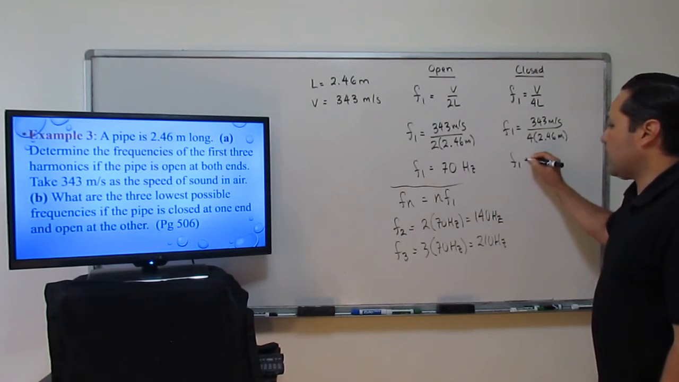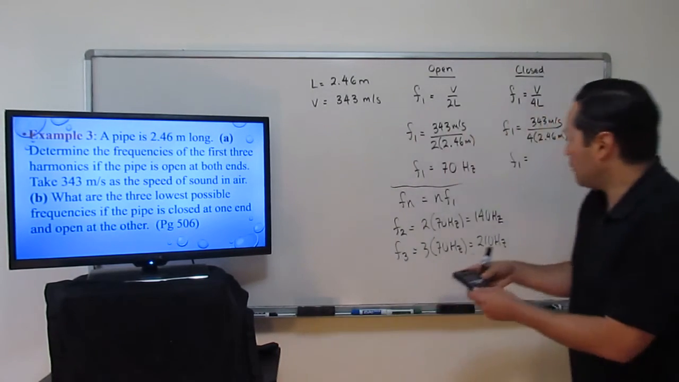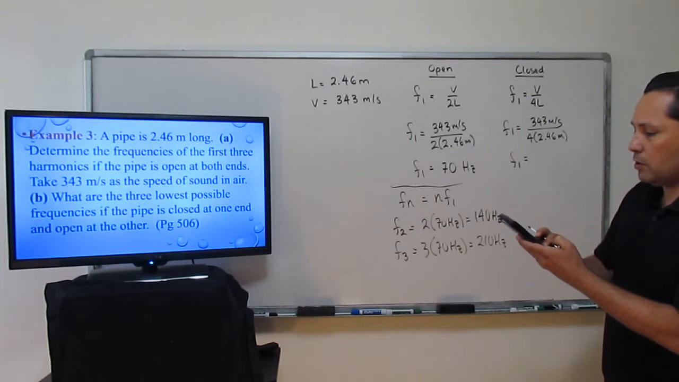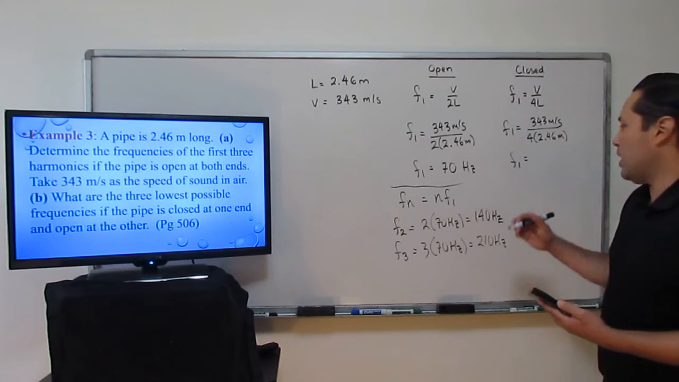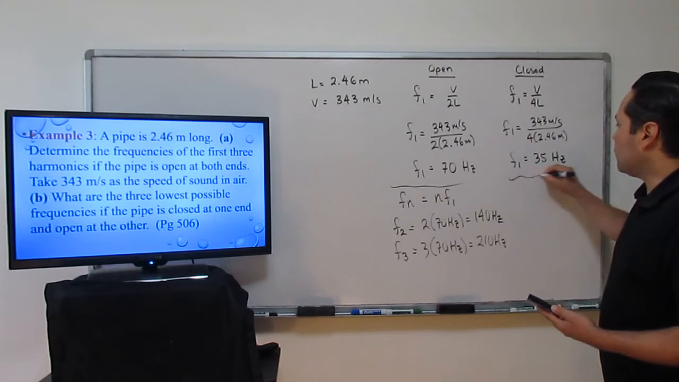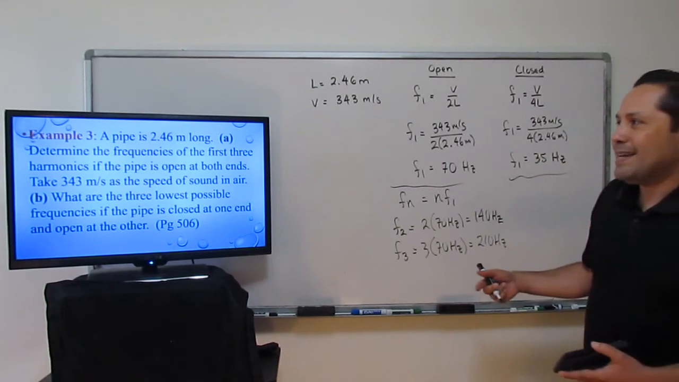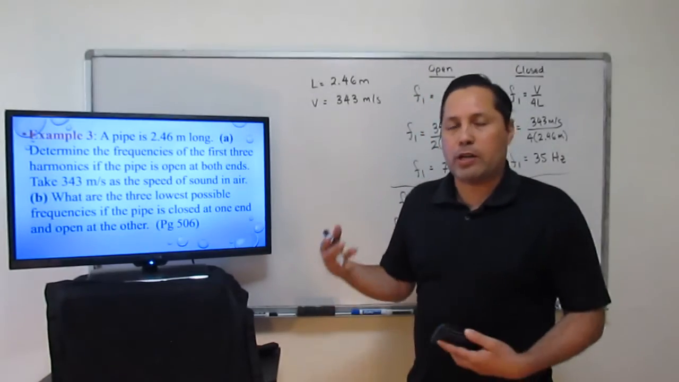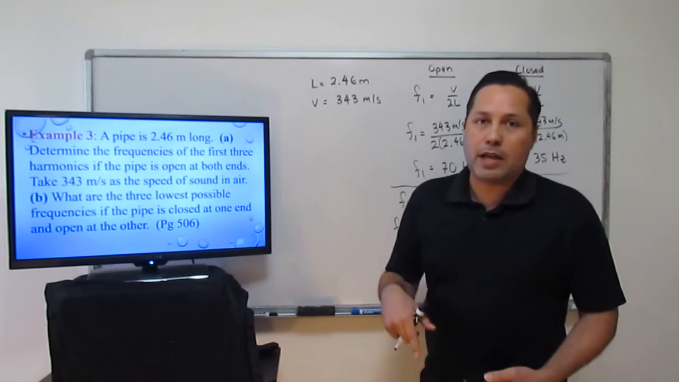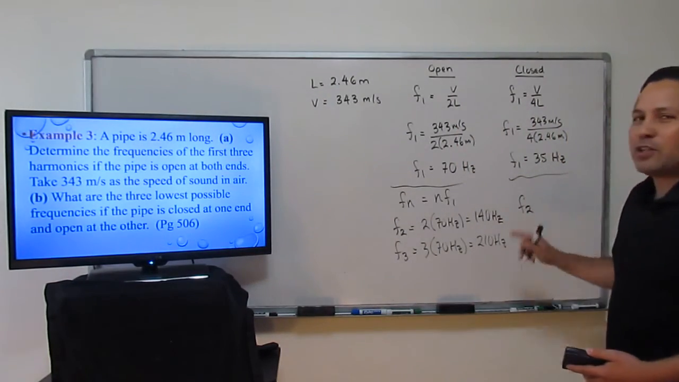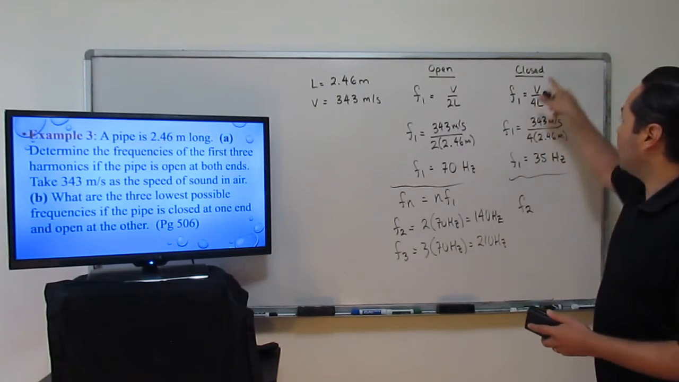All right, so the answer for that is as follows. It's 343 divided by 4 times 2.46, close parentheses, which is 35.8. Let's go ahead and round it off to just 35 hertz. All right, so that is the fundamental frequency. Next it says, for part B, the 3 lowest possible frequencies. All right, so we got the first one. Now let's get to the next one. So it's f2. Well, actually, no, not f2, because it's closed.